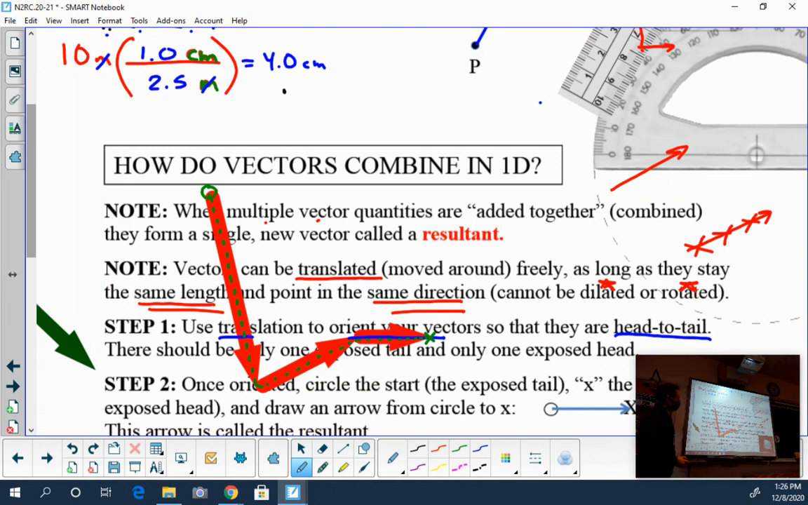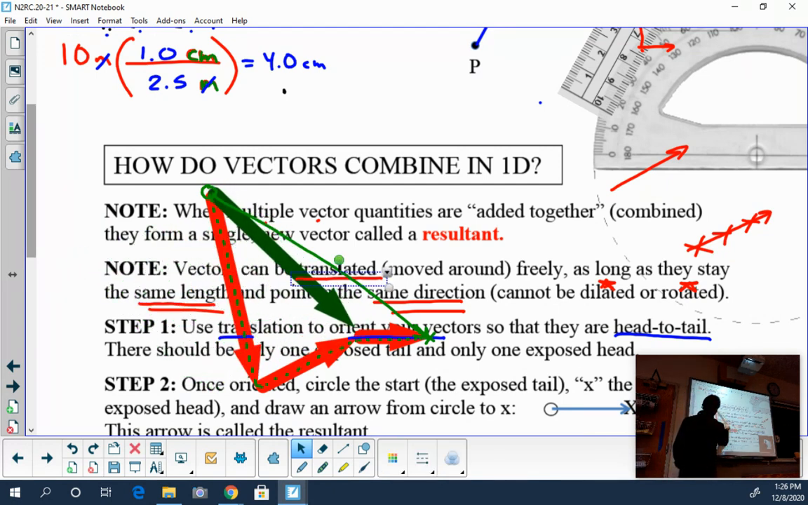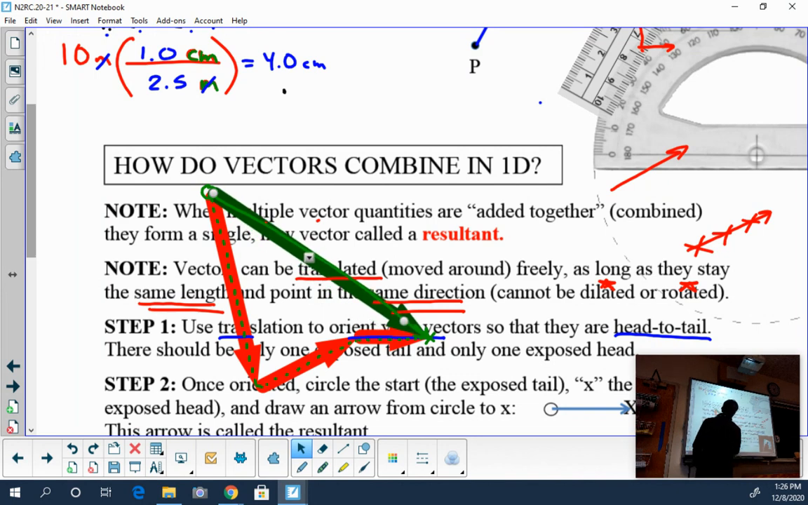The resultant is actually the arrow that's drawn from the circle to the X. So from here to here, the shortcut, the displacement, if we're working with displacements, that is your resultant. In fact, I have one pre-drawn right here. And let's line it up. Get the sizing right. Right there. Boom. There it is.